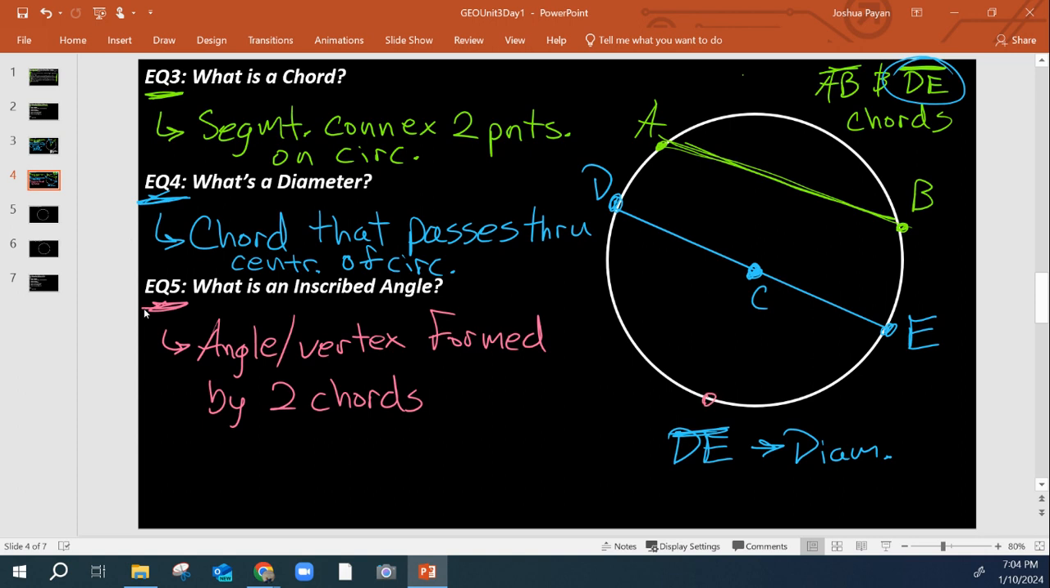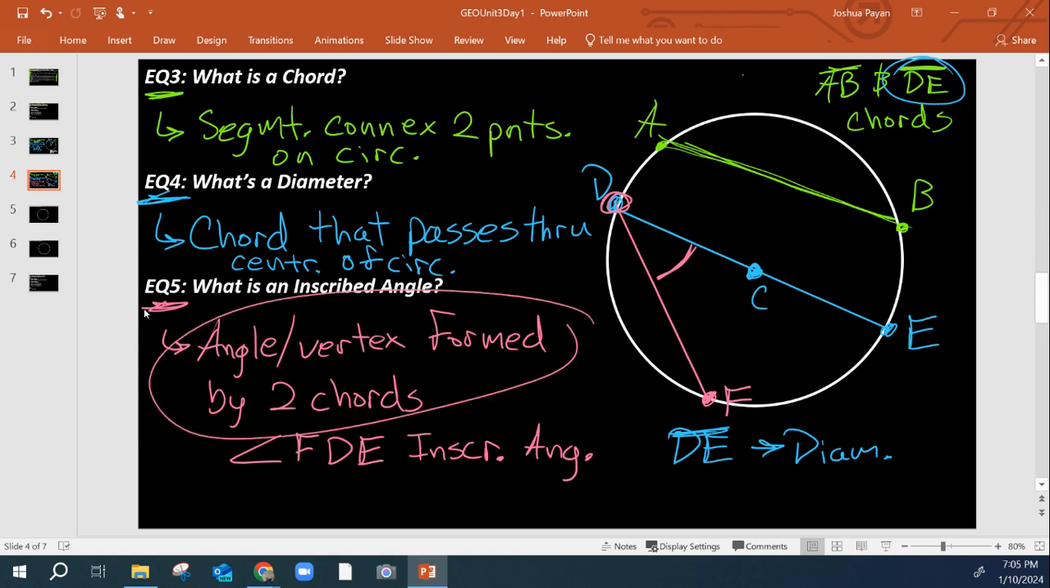So let's say I put another point here. That's a fifth point now on the arc, right? And we're going to call this point F, right? And if I connect D and F, just like that, okay, well, I see that I have a vertex, an angle formed. That angle, FDE, would be an inscribed angle precisely because it's an angular vertex formed by two chords.